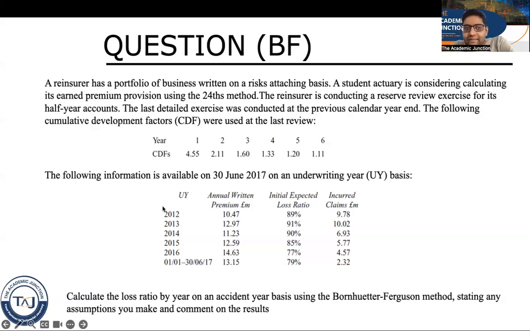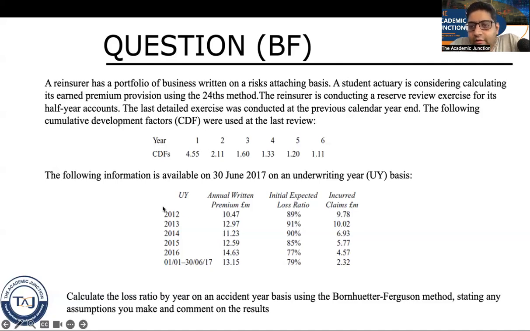Now, all the information, at least the premium related information that has been provided, is on the underwriting year basis. Perfect. So the very first thing that I will have to do is to calculate the accident year premiums. Correct.